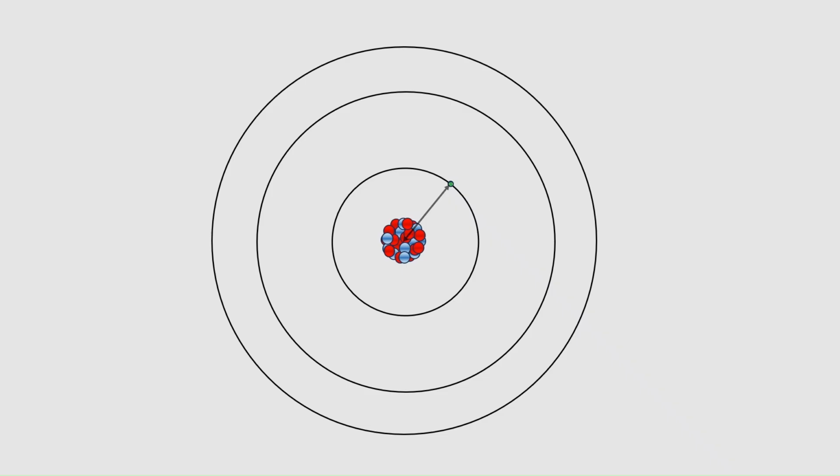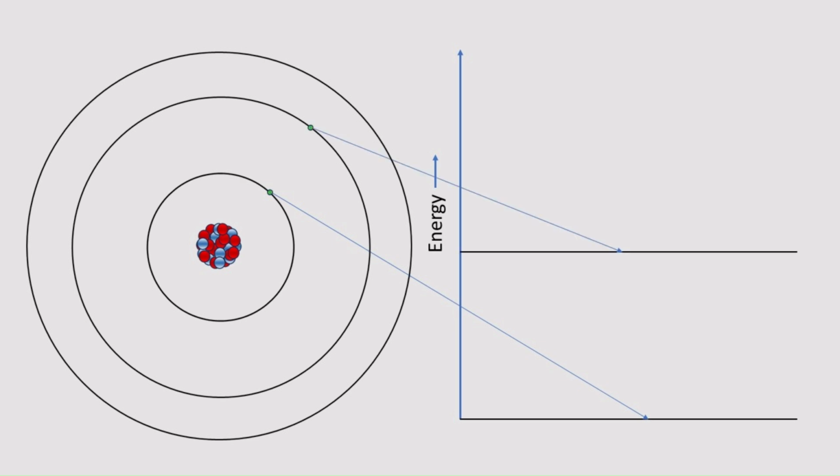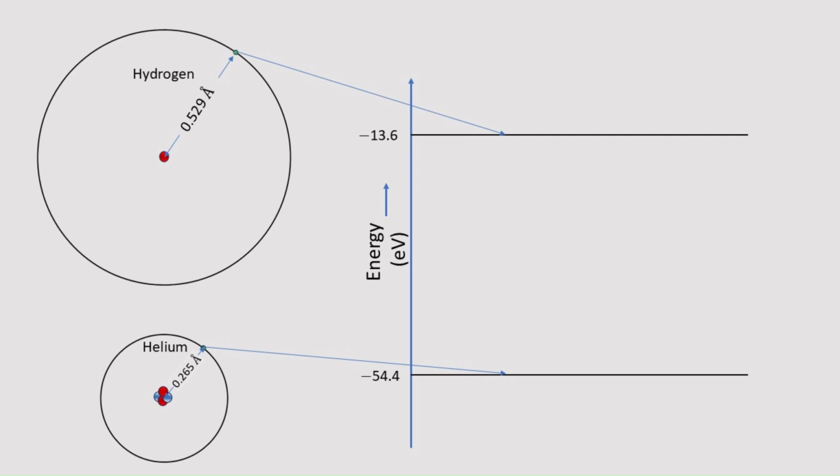The energy of an electron primarily depends on its distance from the nucleus. Further away from the nucleus, higher its energy. Therefore, electrons in different orbits within the same atom have different energies. Energy also depends on the nuclear charge. A higher positive charge on the nucleus exerts a stronger attractive force on electrons, lowering their energy. For example, the energy of an electron in the first orbit of a hydrogen atom is higher than that of an electron in the first orbit of a helium atom.